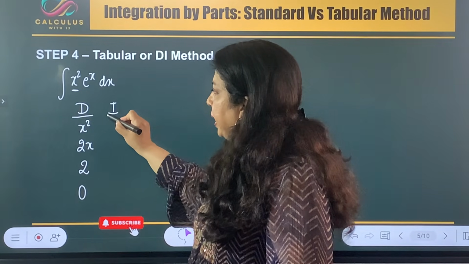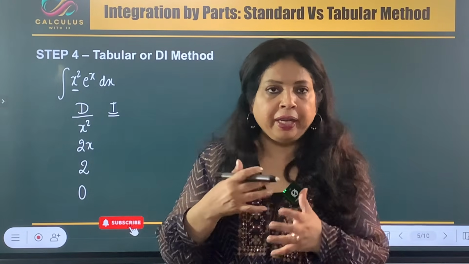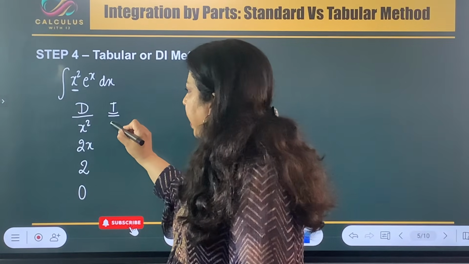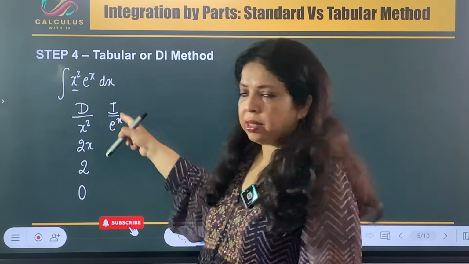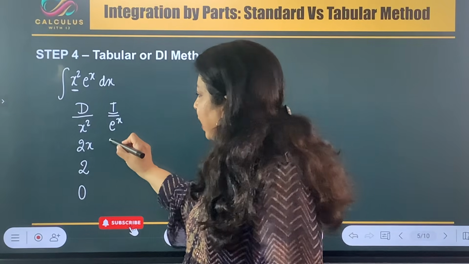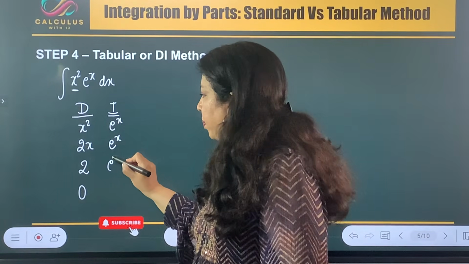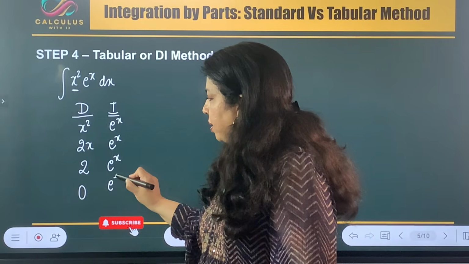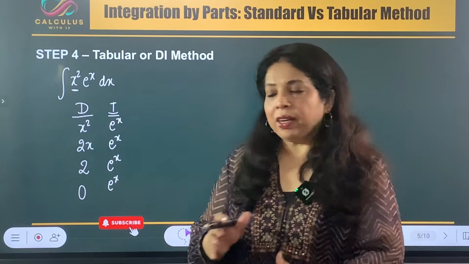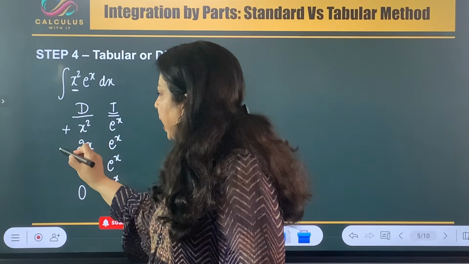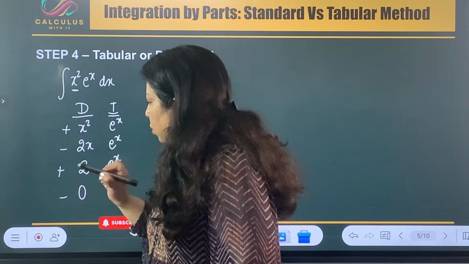The second column is the integrals column, where we take repeated integrals of e to the power x. So e to the power x is the original term. Its integral is e to the power x. Again e to the power x, again e to the power x. Next you will notice that we place alternating signs beside the rows.